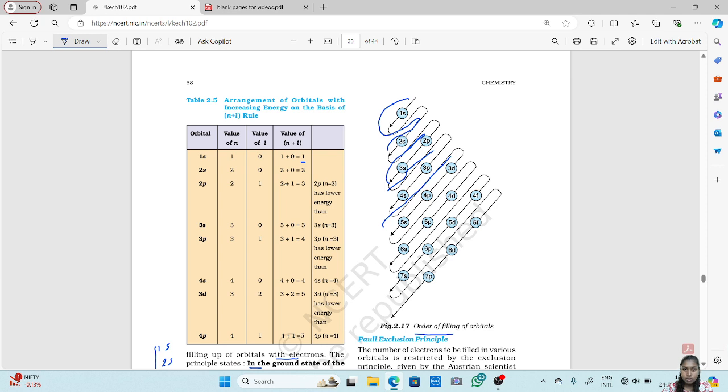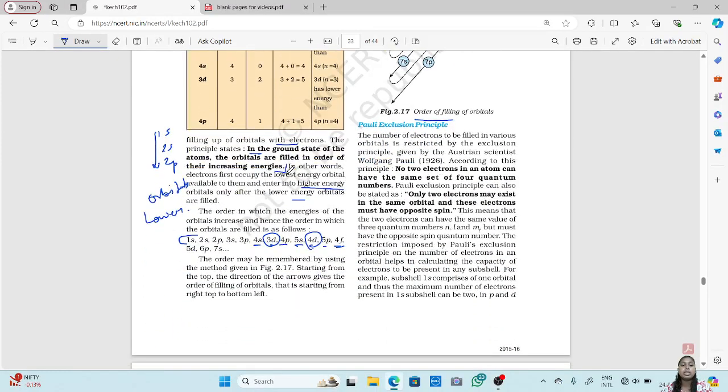So this is the order in which it is filled. This is the Aufbau principle. The next is Pauli's exclusion principle. The number of electrons to be filled in various orbitals is restricted by the exclusion principle.